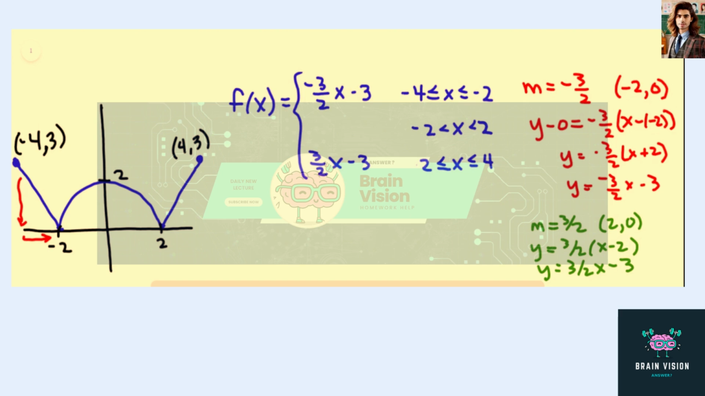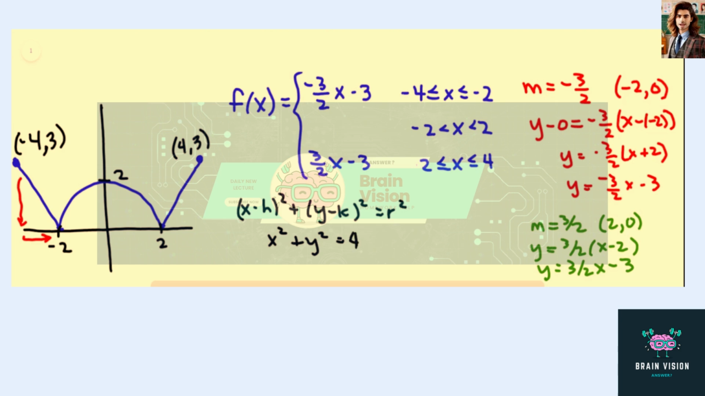Notice that the middle piece is half a circle, and the equation of a circle is (x minus h) squared plus (y minus k) squared equals r squared, where (h, k) is the center. The center of this circle is (0, 0), so we just have x squared plus y squared equals, and the radius is 2, so we have 2 squared, 4.